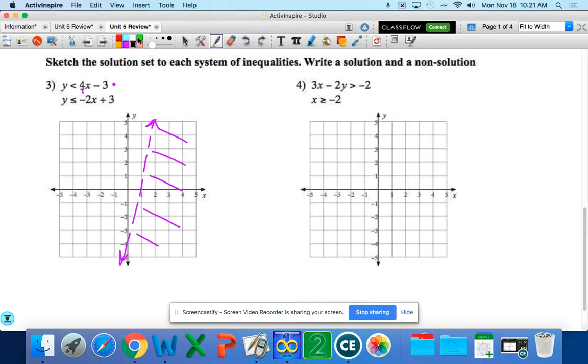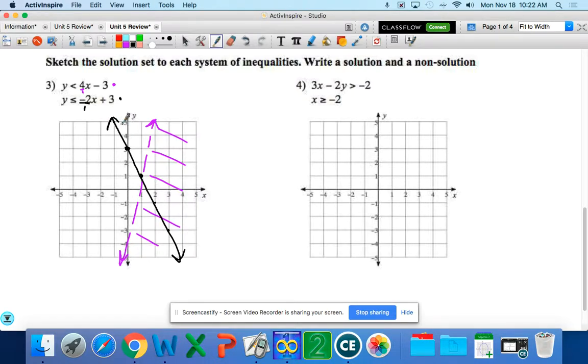For my next equation, I don't have to do any solving. I just have to start here at 3. And I want to go down 2, right 1. So that's probably where our intersection was. Down 2, right 1, down 2, right 1. And we draw a solid line through this one. It's solid because this is or equal to.